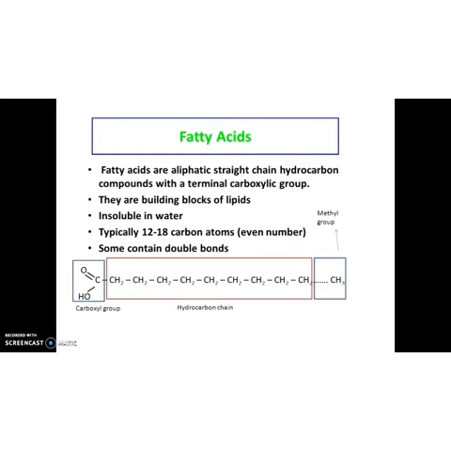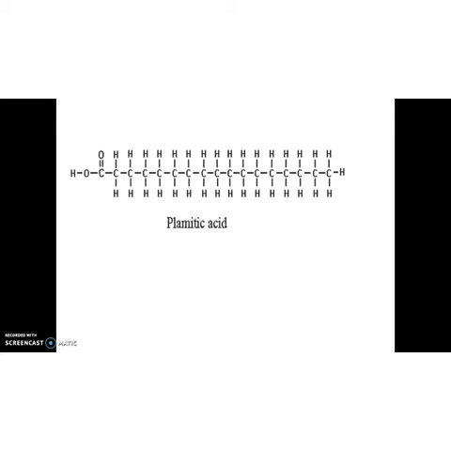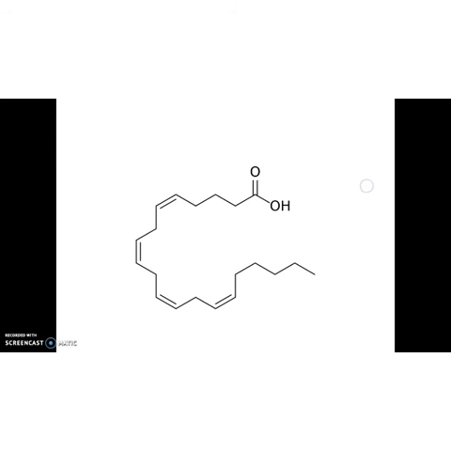For example, palmitic acid. See, this is the structure of palmitic acid. Palmitic acid has 16 carbons including the carboxyl group. 1, 2, 3, 4, 5, 6, 7, 8, 9, 10, 11, 12, 13, 14, 15, 16, including the carboxyl group, there are 16 carbon atoms, whereas arachidonic acid has 20 carbon atoms, including the carboxyl group. So fatty acids could be saturated or unsaturated.